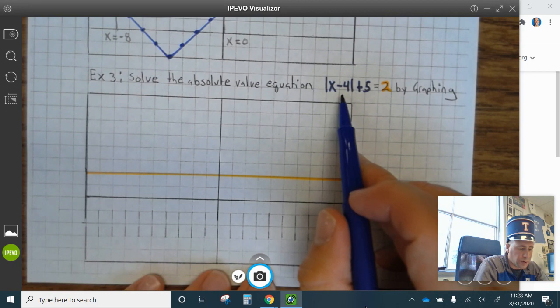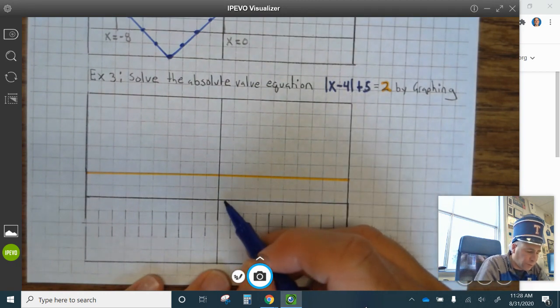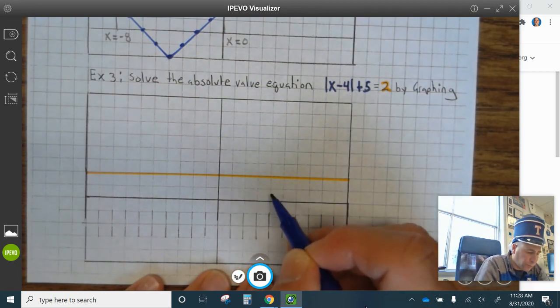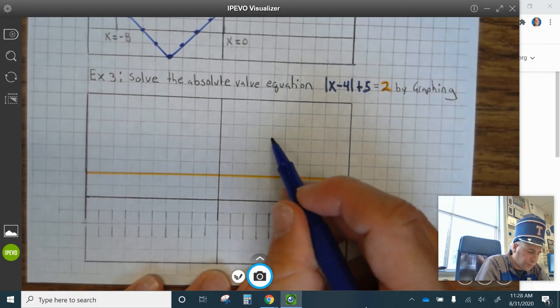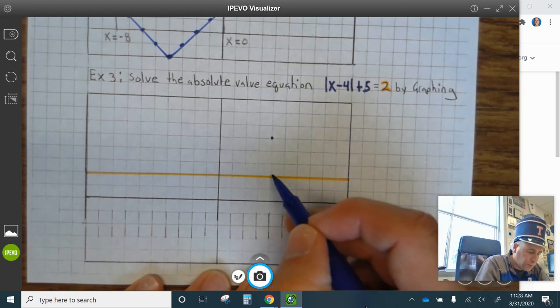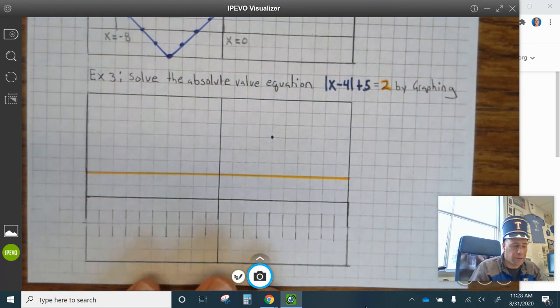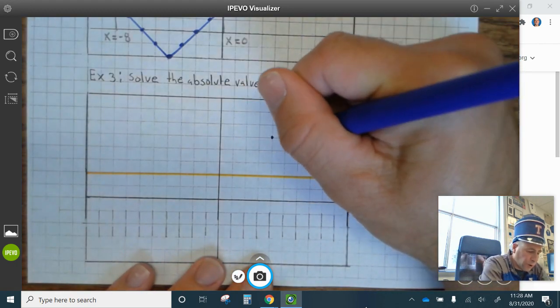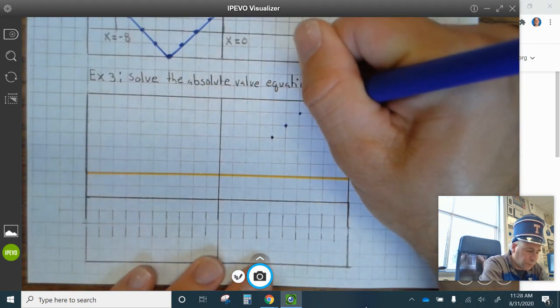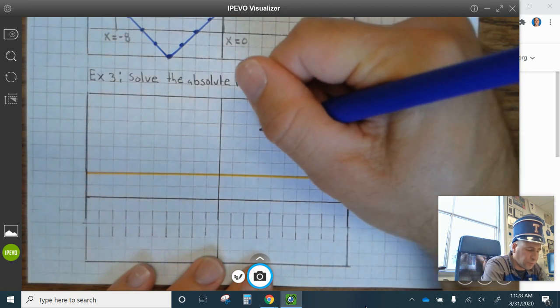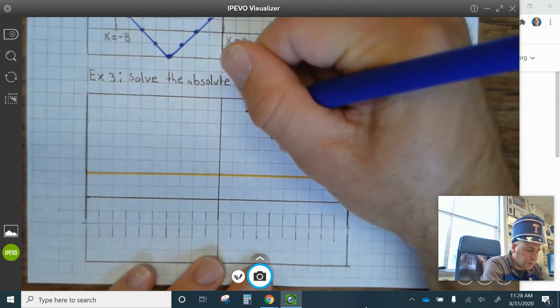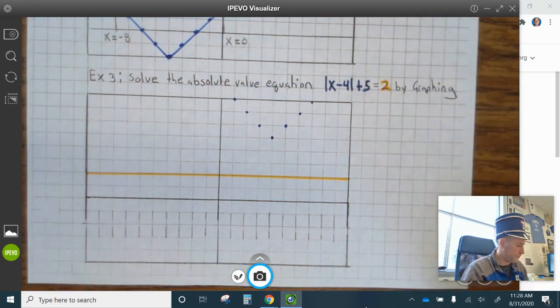So we know that we're going to go right 4, up 5. So from the origin, we go right 1, 2, 3, 4, up 1, 2, 3, 4, 5. So always good to double check your count. And we know from the vertex, we go right 1, up 1, right 1, up 1, right 1, up 1. You go left 1, up 1, left 1, up 1, left 1, up 1.